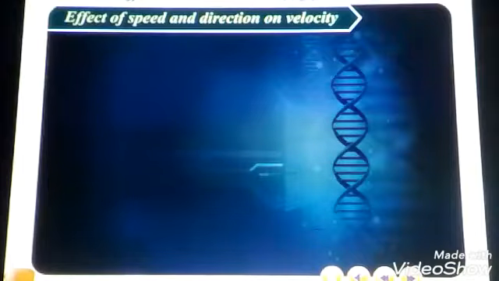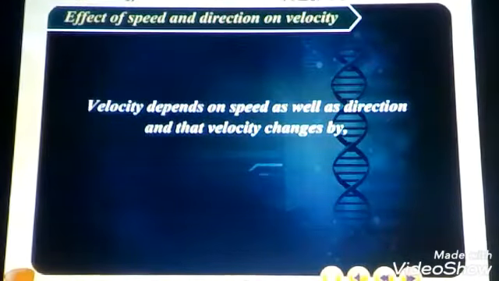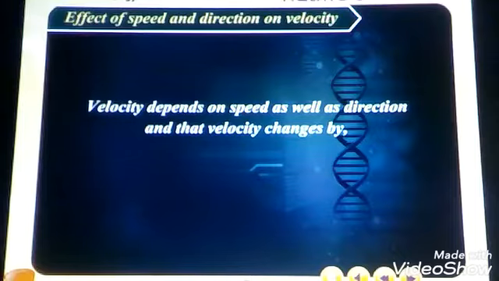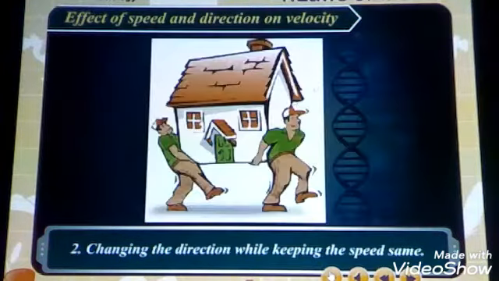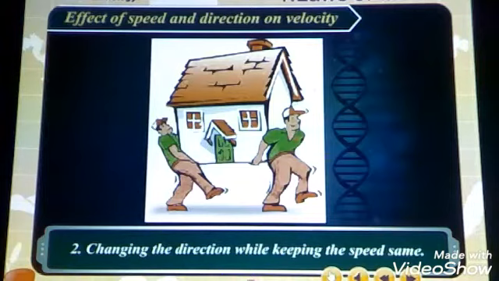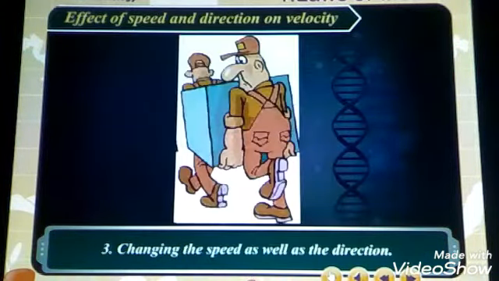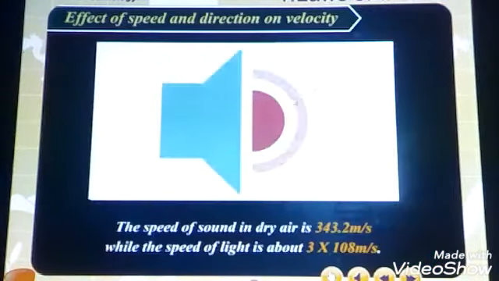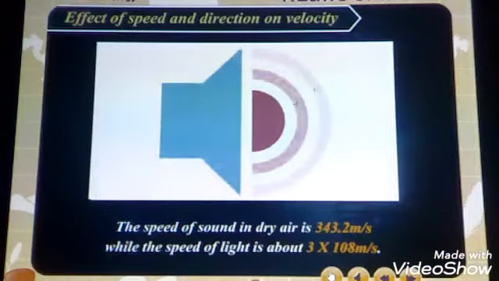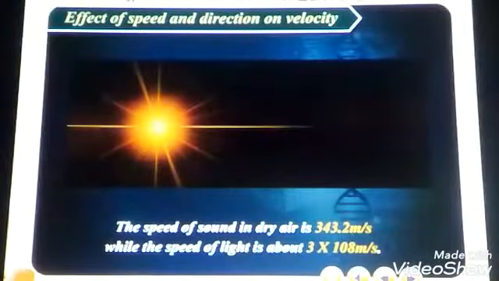Effect of speed and direction on velocity. Velocity depends upon speed as well as direction, and velocity changes by changing the speed while keeping the direction the same, changing the direction while keeping the speed the same, and changing the speed as well as the direction. The speed of sound in dry air is 343.2 meter per second, while the speed of light is about 3 times 10 raised to 8 meter per second.